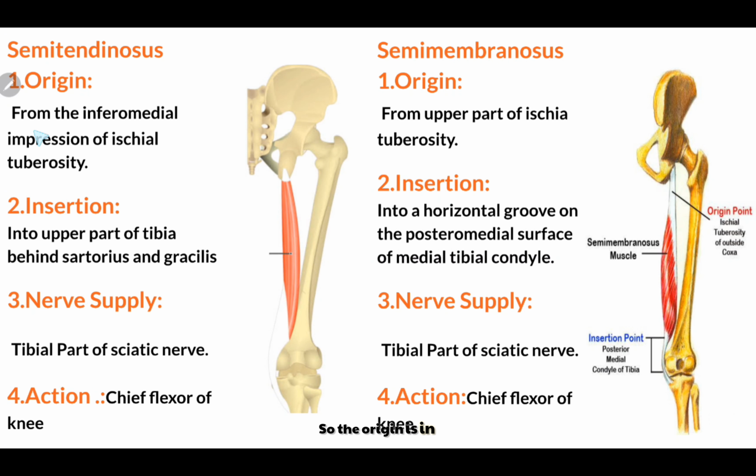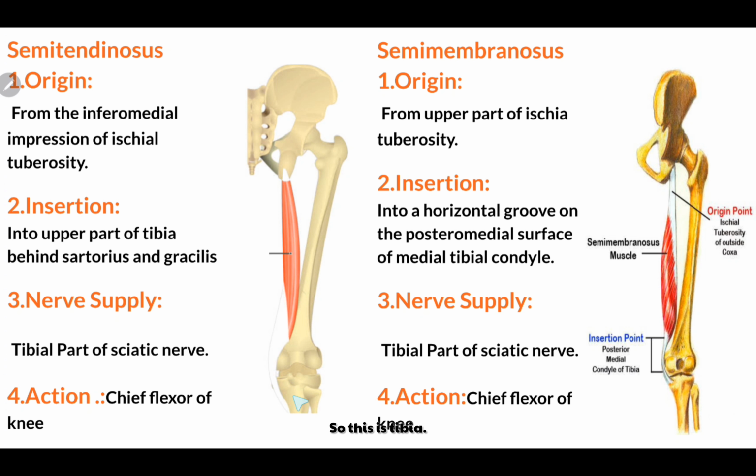So the origin is in the inferomedial impression of ischial tuberosity. Insertion into the upper part of tibia behind sartorius and gracilis. Sartorius and gracilis are two muscles; behind sartorius and gracilis, the semitendinosus is inserted. So insertion in the upper part of tibia.